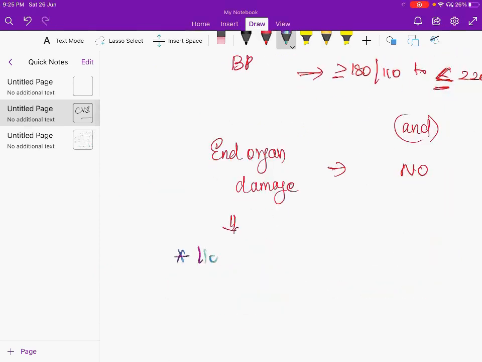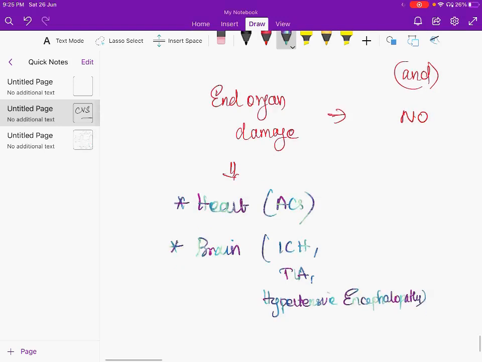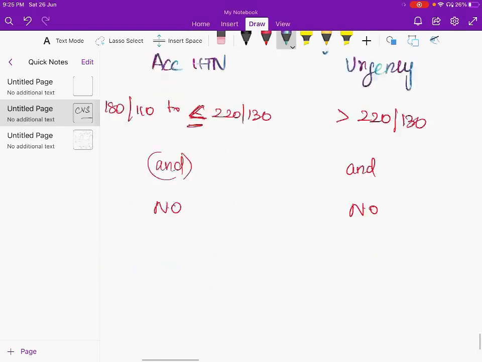Heart. End organ damage in the heart is nothing but your acute coronary syndrome, MI. Then in the brain, in the form of your ICH, intracranial hemorrhage, your transient ischemic attacks, your hypertensive encephalopathy. Then in the kidney, in the form of some renal hemorrhages. Okay. So these are all the end organ damage you will expect.